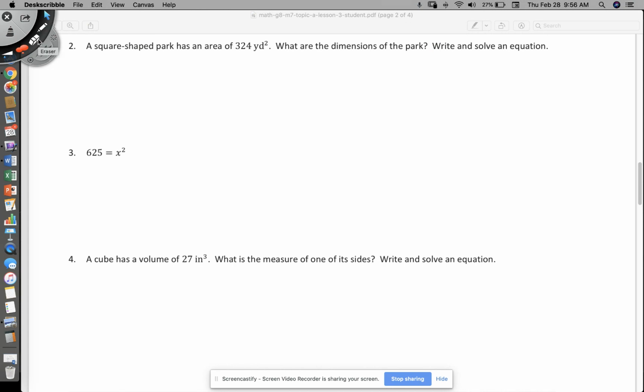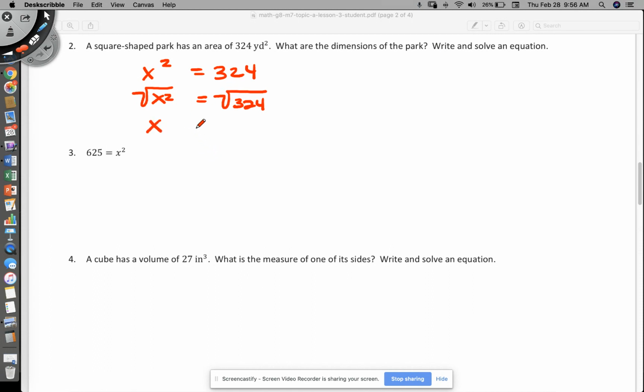A square-shaped park has an area of 324 yards squared. What are the dimensions of the park? Write and solve the equation. All right, so if it has a square of 324, that means I want to square root it. So we're going to take the square root of x squared, and we're going to take the square root of 324. By taking the square root of x squared, I'm going to find the length of one of the sides.